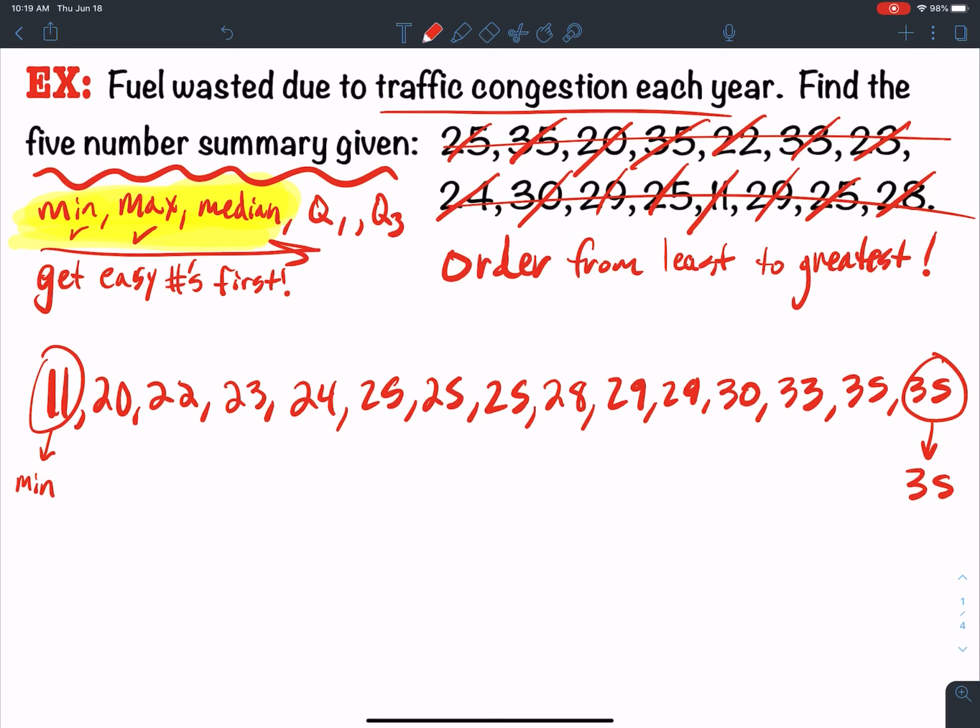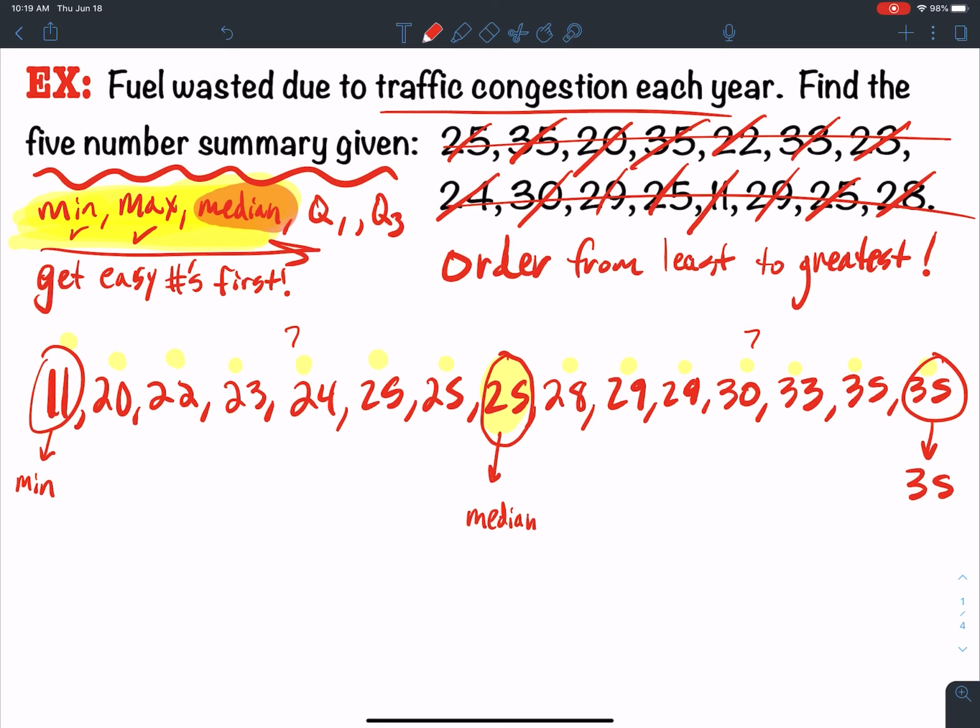Okay, then we do the median. Well, how in the world do we do the median? Remember, the median is in the middle. So I look and I see, okay, this number looks pretty close to the middle. Let's see how close we are. There's 1, 2, 3, 4, 5, 6, 7 over here. Okay. There's 1, 2, 3, 4, 5, 6, 7 over here. So what does that tell me? That tells me that there's the same number on both sides, so that means that 25 is the median. So this is the median.